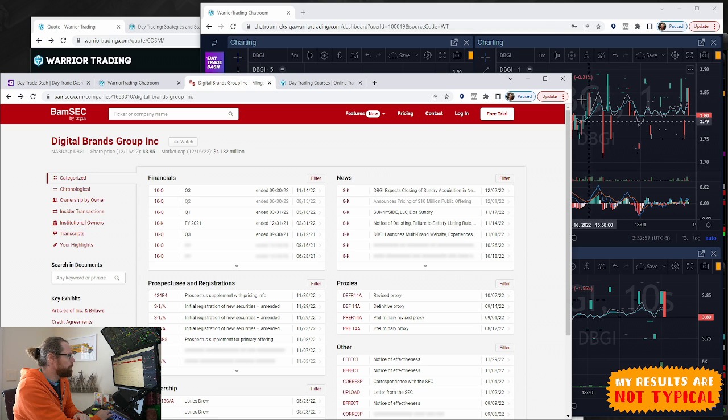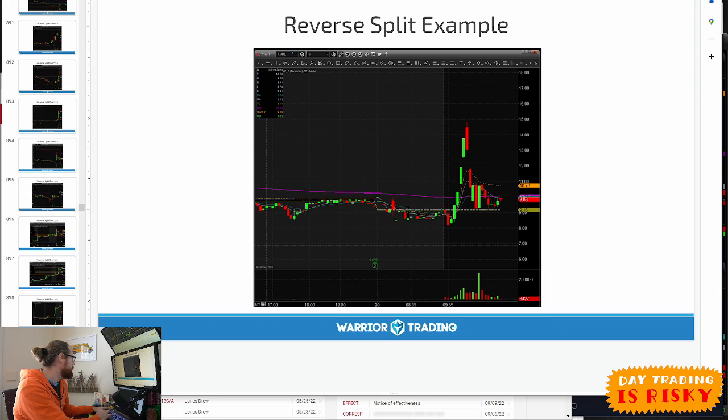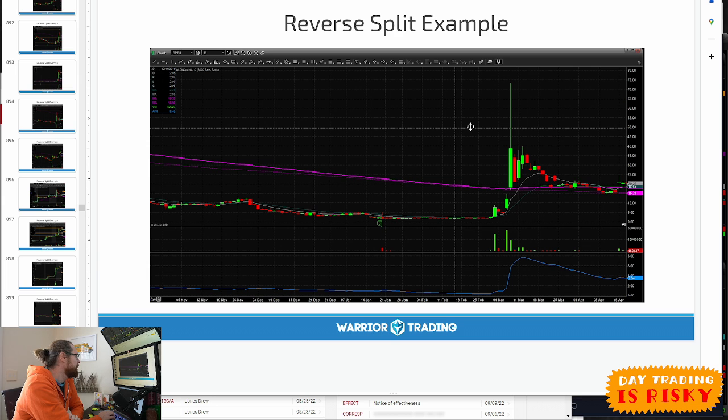Okay, so let's look first at a couple more of these reverse splits, and then we'll talk about the secondary offerings in a little bit more detail. So there's another reverse split example. This is a stock that has a reverse split. It sells off. It goes from about $8 up to like $15 a share. That's almost 100%, and it was in a very short period of time.